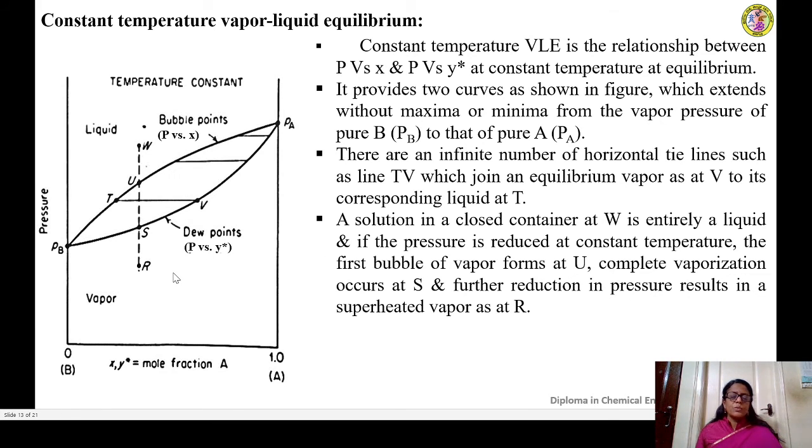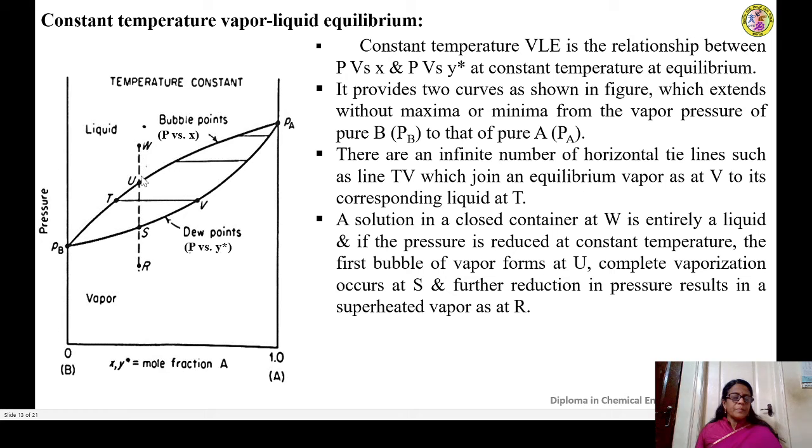So a solution in a closed container at W. Just like how we discussed the boiling or vaporization takes place, let us also consider here one particular solution of certain composition at a certain pressure. Now, keeping the temperature of this liquid constant, if you reduce the pressure, let us observe what changes take place. At point W, it is entirely a liquid solution. If you decrease the pressure, its composition and pressure vary from this point to point U.